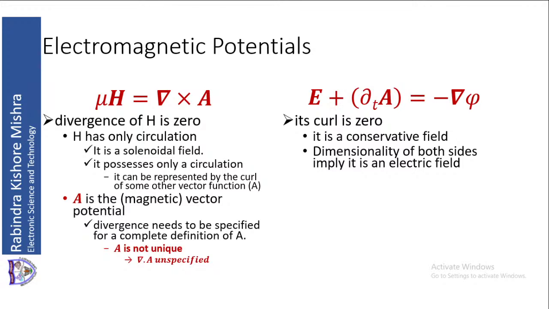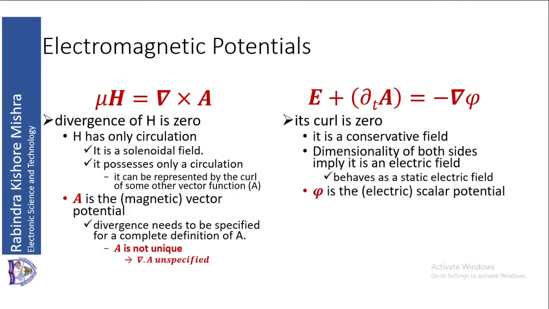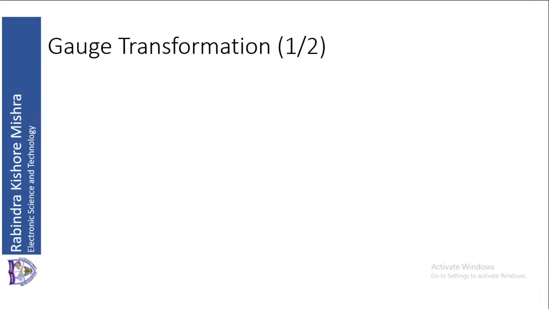Dimensionality of both the sides, E plus dou t A on the left hand side, and minus grad phi on the right hand side, has to be the same. And on the left hand side we have E. Therefore, dimensionality of both sides implies that it is an electric field. This behaves as a static electric field. Minus grad phi gives you a static electric field. Phi is called the electric scalar potential. Usually we drop the word electric, and we call phi a scalar potential. Again here phi is not unique, it is a scalar which is not unique.